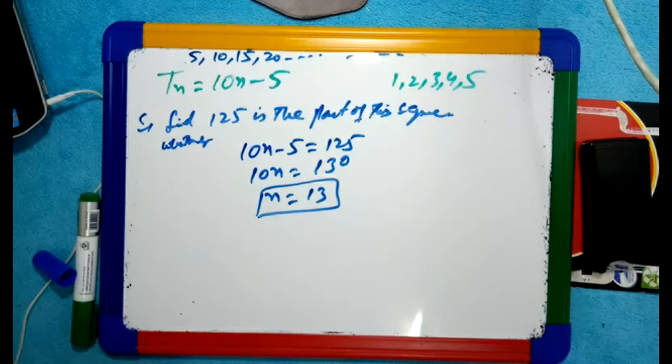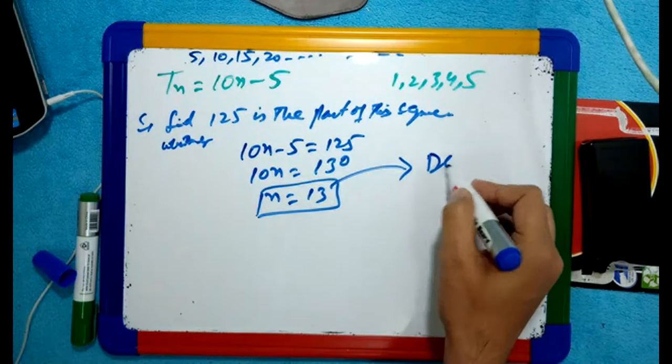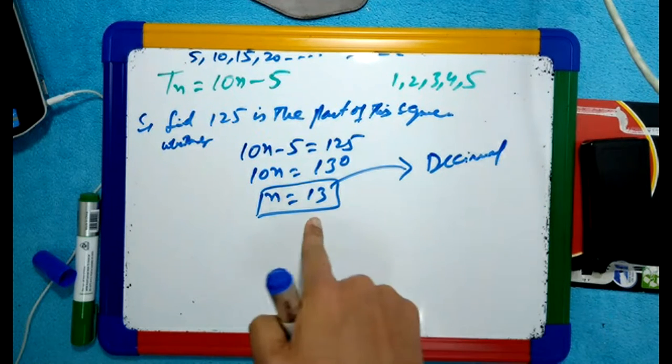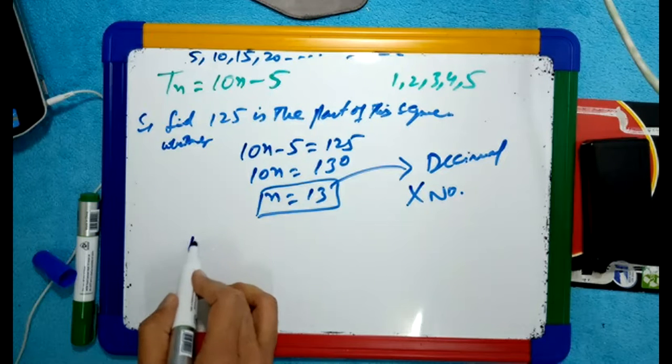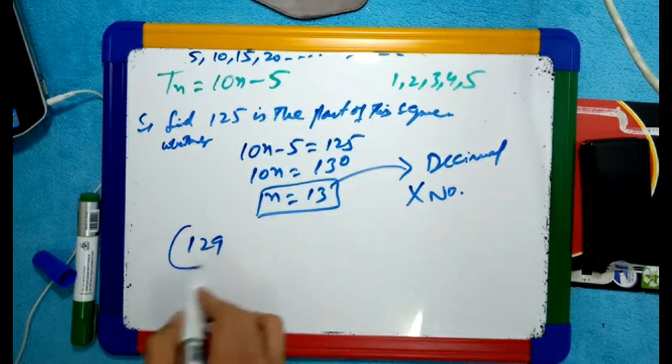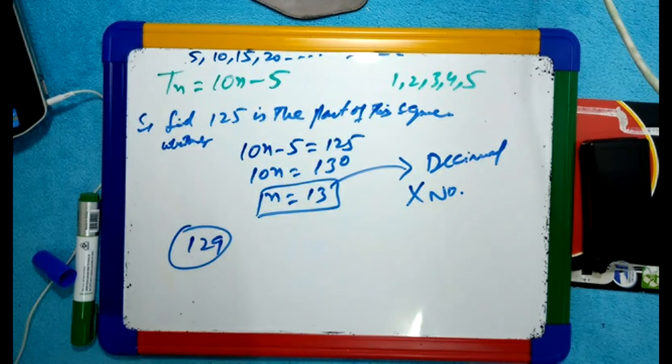If this number comes in decimal, then no, it's not a part, right? For example, if I say 129, is 129 a part of this? Of course, 129 is not a multiple of that. It looks not, right? Now we check.